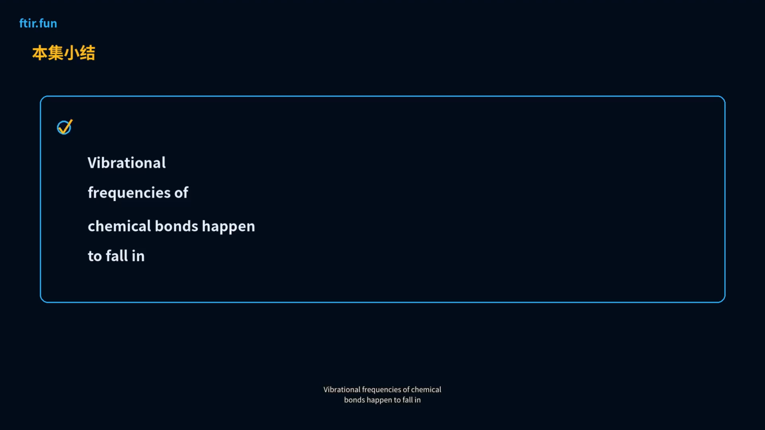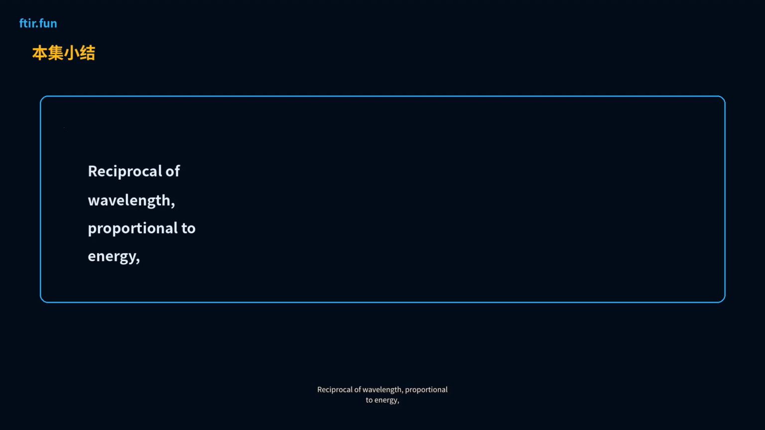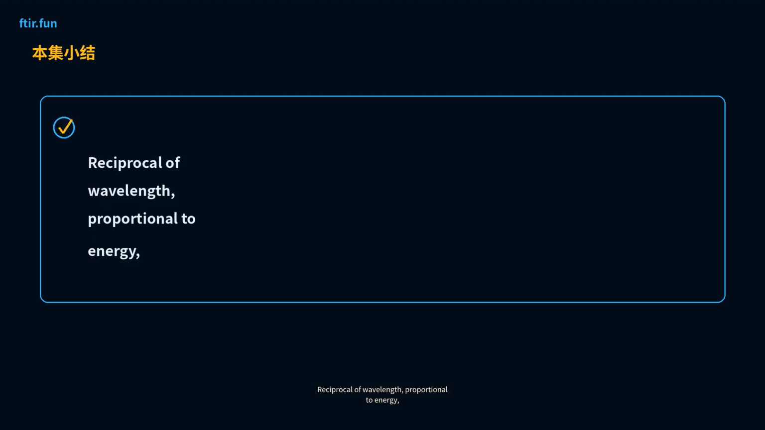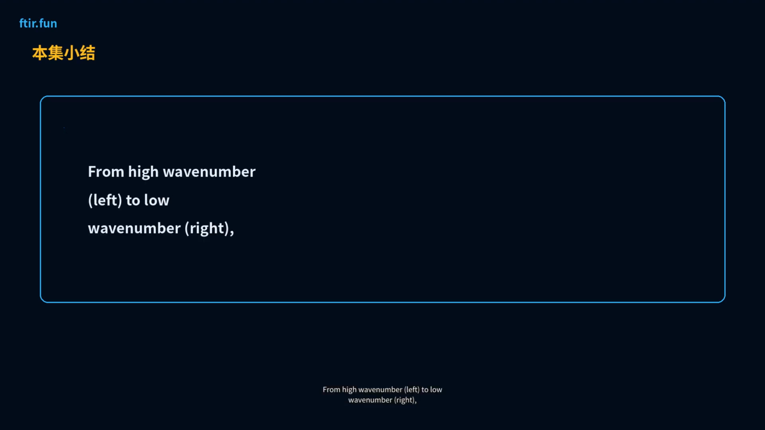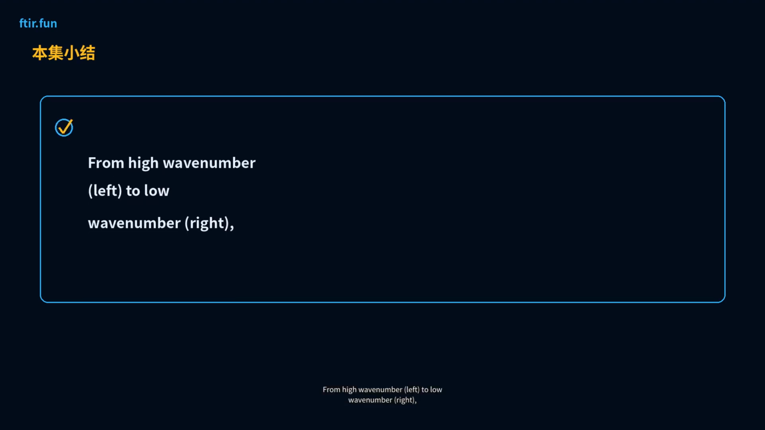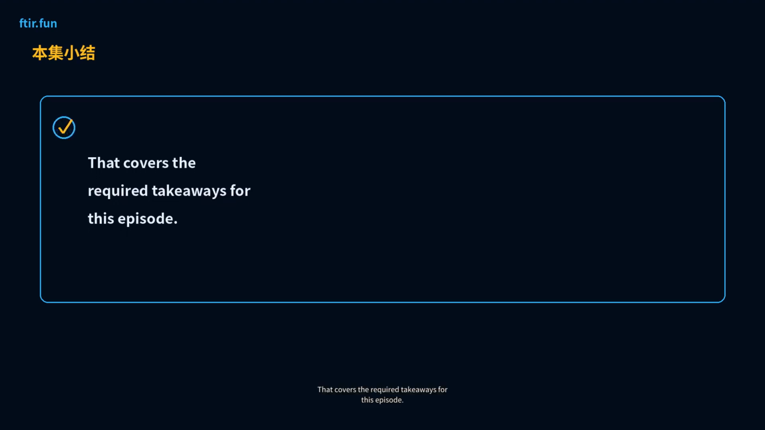Central role of mid-infrared: vibrational frequencies of chemical bonds happen to fall in this region, 4,000 to 400 cm⁻¹. Wave number, cm⁻¹: reciprocal of wavelength, proportional to energy. Standard unit in spectroscopy. Spectral plotting convention: from high wave number, left, to low wave number, right. Historical habit. That covers the required checklist for this episode.